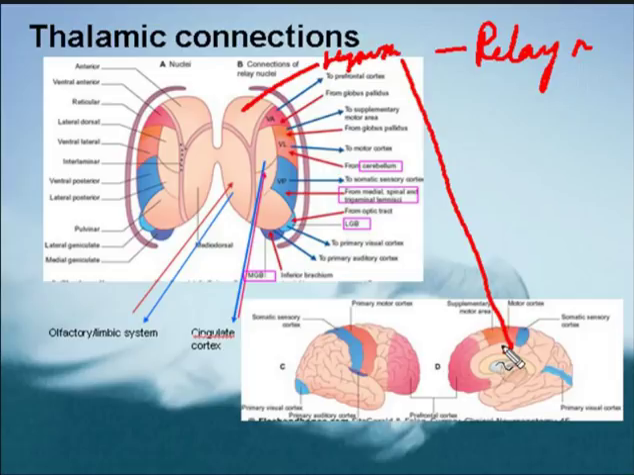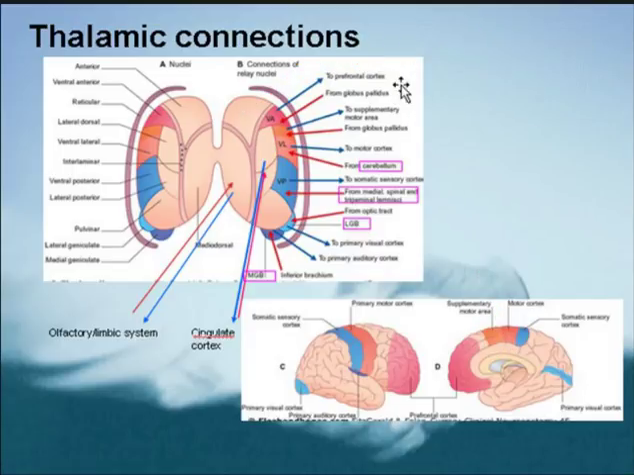Then we have these ventral tier of nuclei I just showed you. This globus pallidus is part of the basal ganglia. This is also basal ganglia. So you can see it's connected to the basal ganglia and it is connected to the cerebellum. So through this you can see there is fine motor movement.